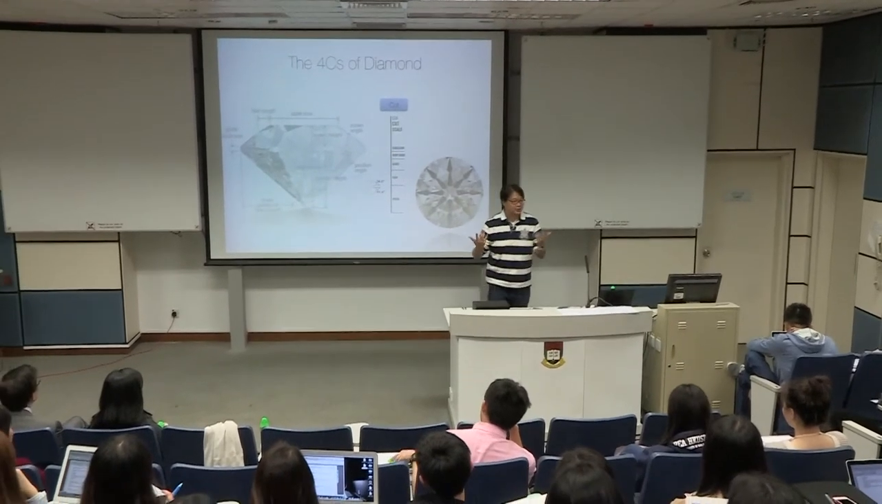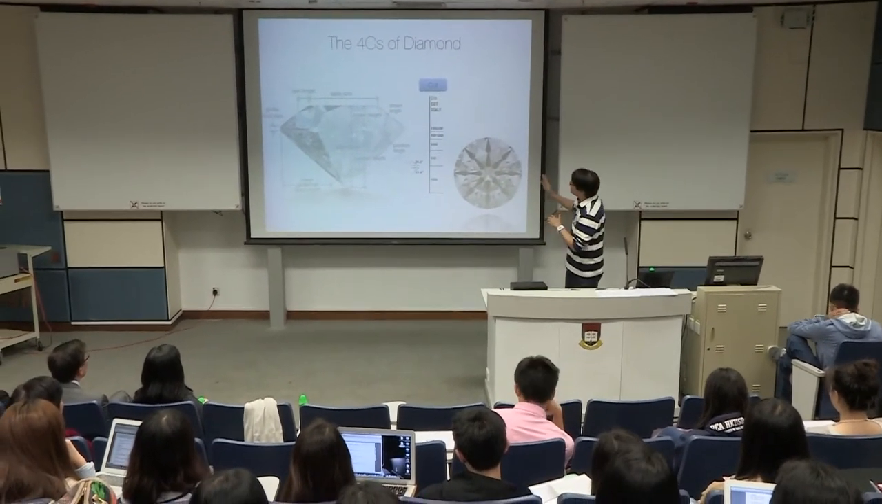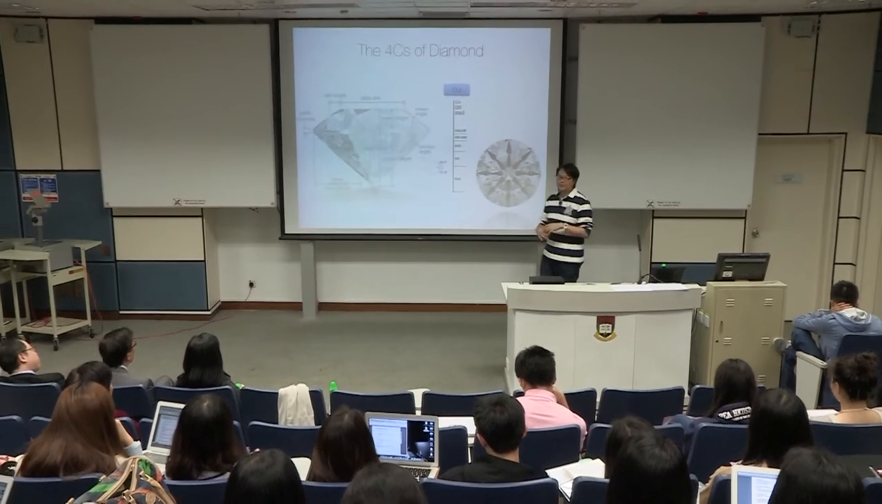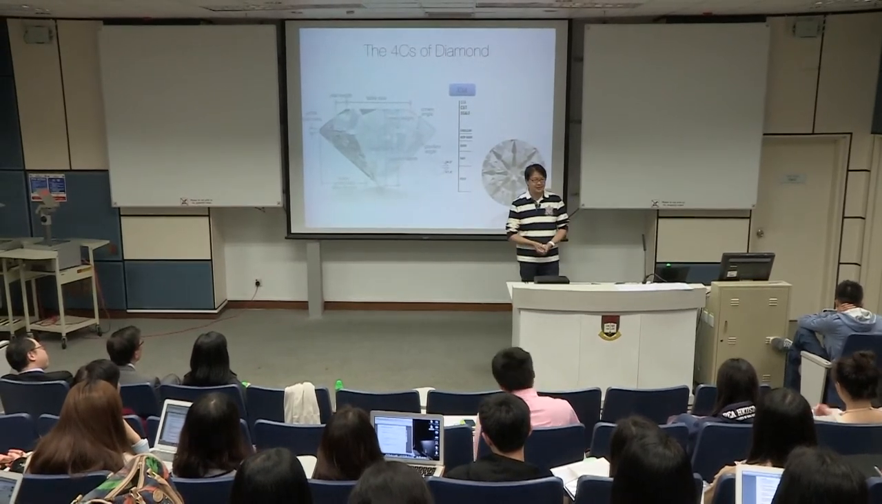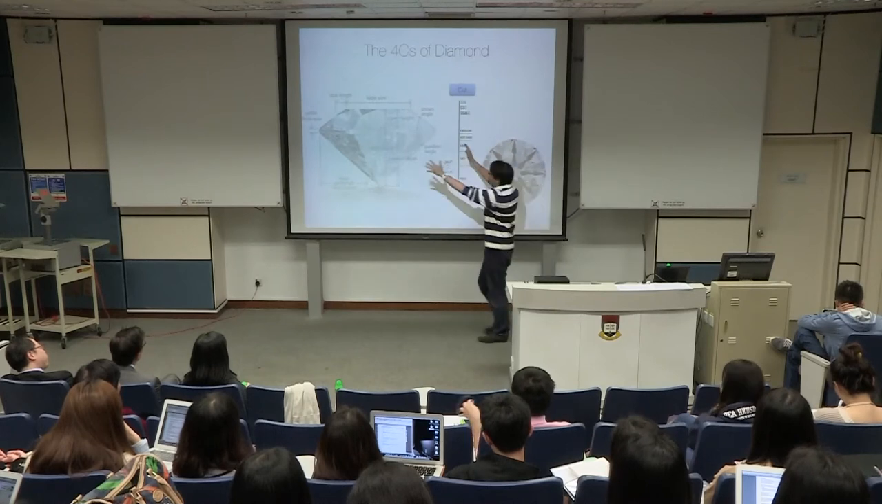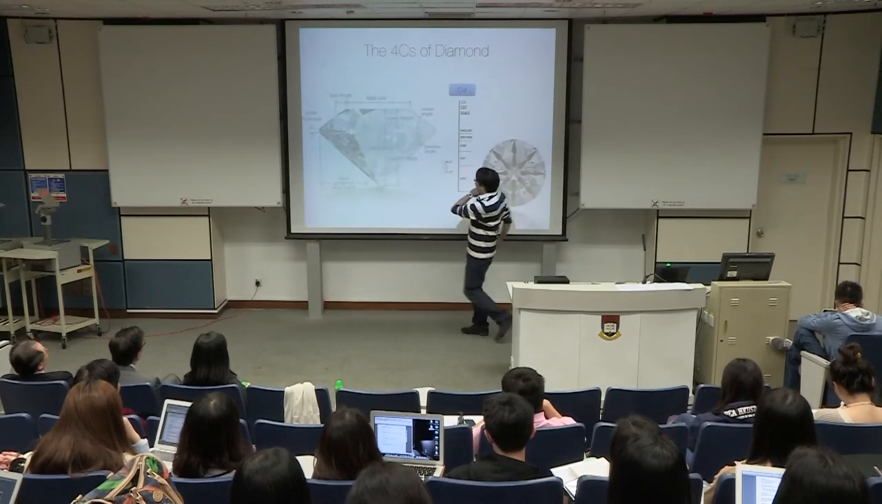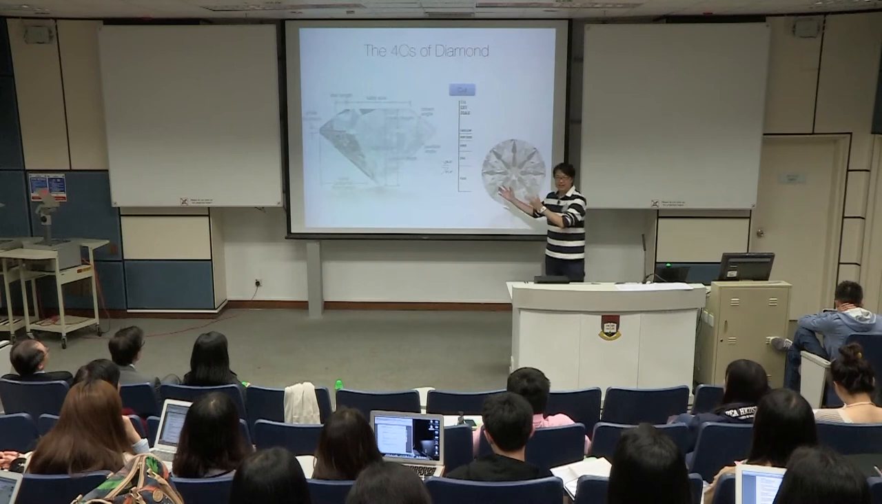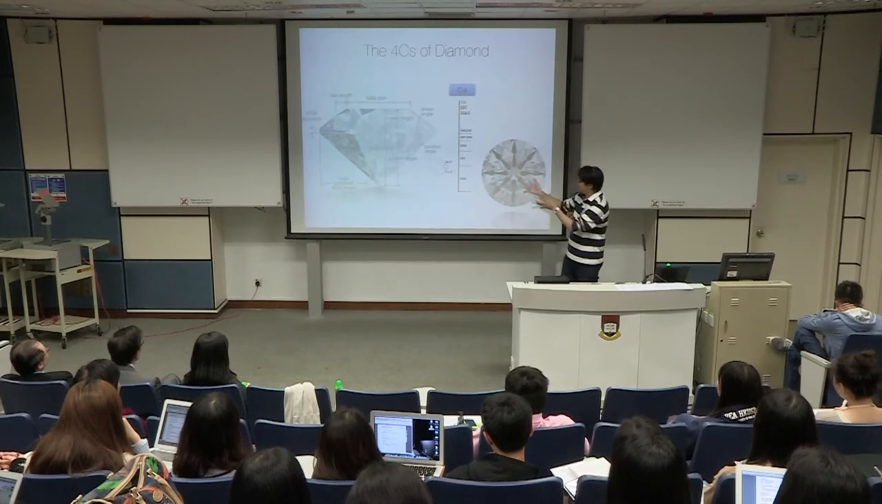And this is online, so you can go to Wikipedia to check it out. But basically, the whole concept is that diamonds are measured by four C's. One is how it's cut. So there are all these specialties. You need to take a course to understand what's going on, what kind of cutting.